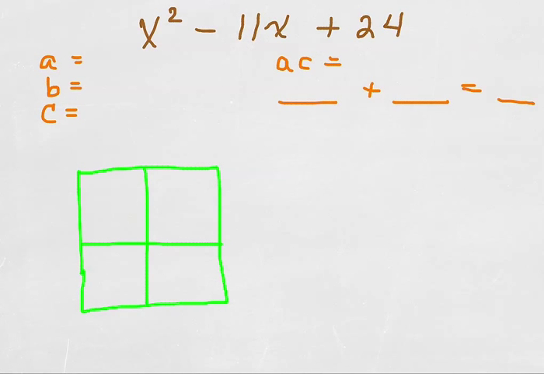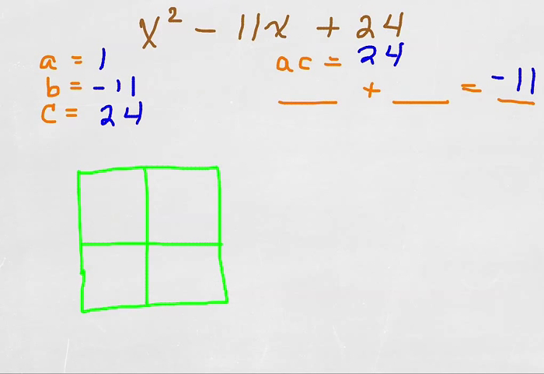So we're going to start by picking out a, b, and c. Now in this trinomial, a is equal to 1, b is equal to negative 11, and c is 24. Now, the first thing we need to find is, what is a times c? Well, 1 times 24 is 24. So we now need to think of factors of 24 that will add up to b, which is negative 11.